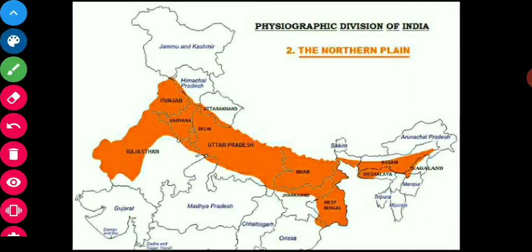Now the Ganga Plains. It has been formed by the Ganga river and its tributaries. The Yamuna, Gandak, Kosi and Son are the tributaries of this river. The Ganga River and its tributaries rise in the Himalayas and join the Bay of Bengal. They together form the world's largest and most fertile delta, called the Sundarban Delta.